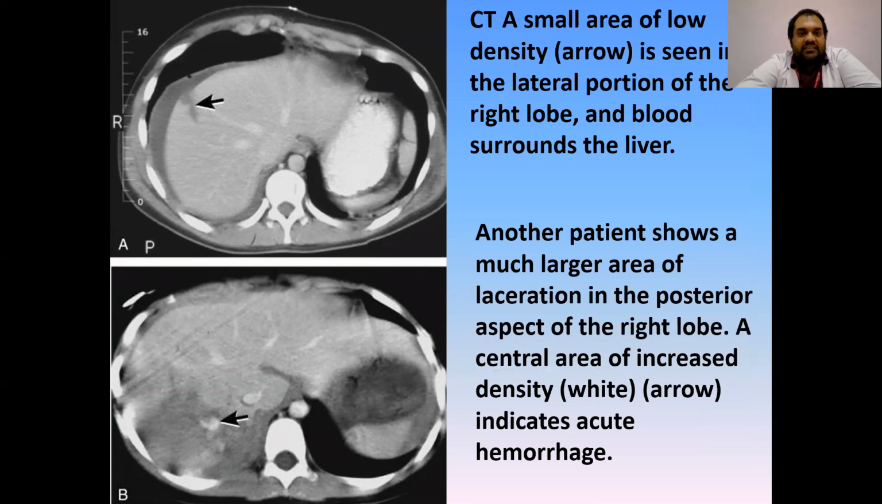These are CT images of two different patients. First image showing a small area of low density seen in the lateral portion of the right lobe and the blood surrounds the liver. And in the second image, an axial CT image of another patient shows a much larger area of laceration in the posterior aspect of the right lobe. A central area of increased density, white, indicates the acute hemorrhage.